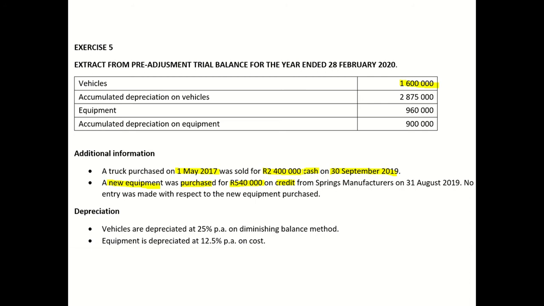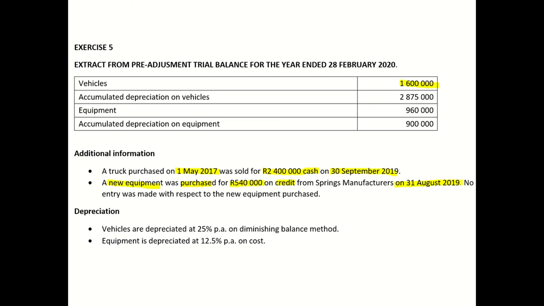This equipment was purchased on credit, so the fact that we bought it on credit means that we're gonna have creditors control. And it was purchased from Springs Manufacturers on the 31st of August 2019. I'm gonna highlight that because it is very important. Now, it was purchased on the 31st of August 2019, which is the current financial year. Remember, the 2020 financial year starts on the 1st of March 2019. It ends on the 28th of February 2020. So we bought this equipment on the 31st of August 2019.